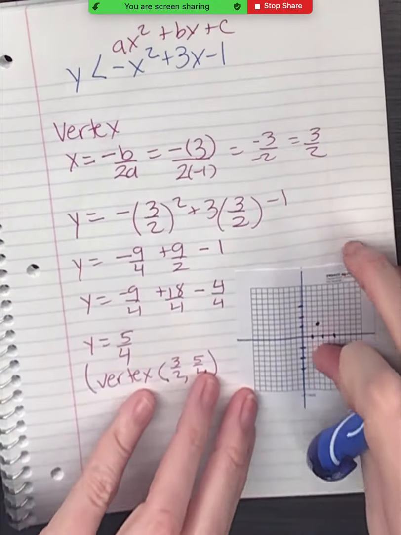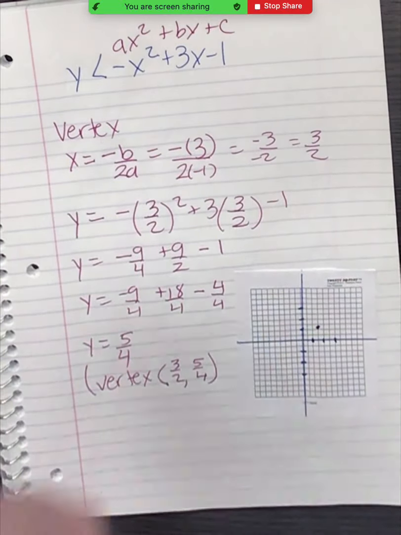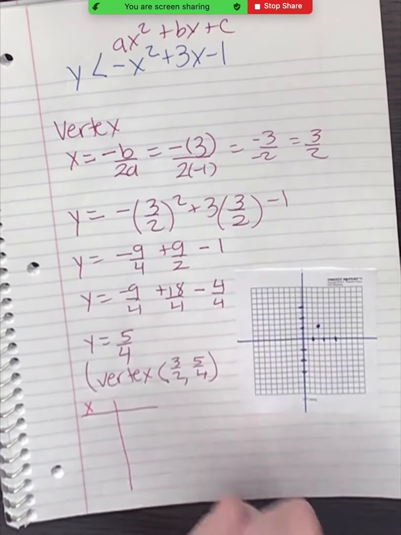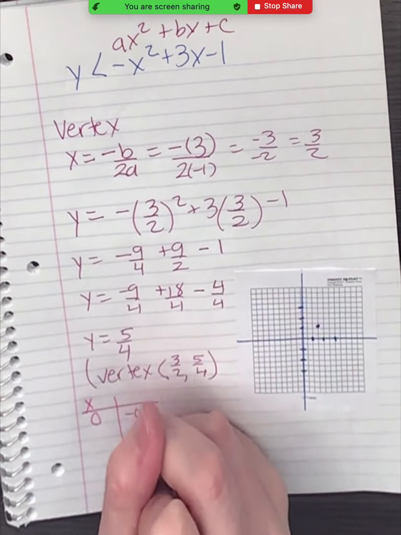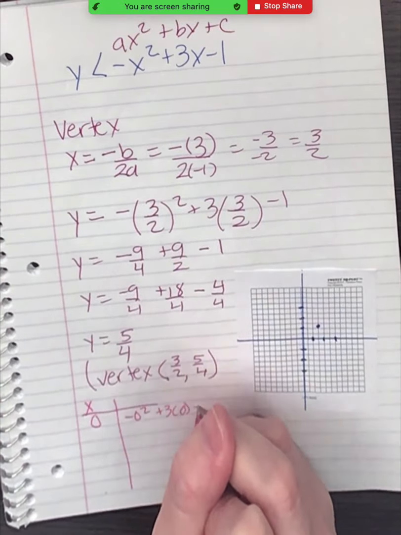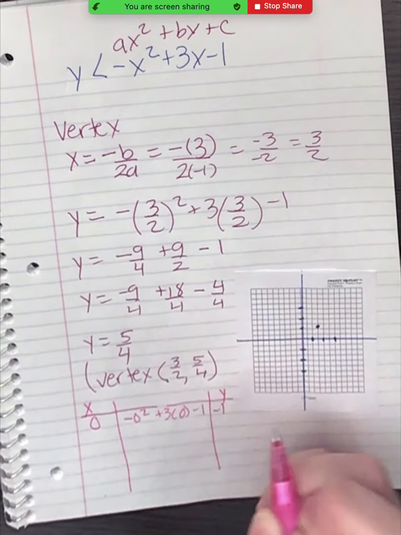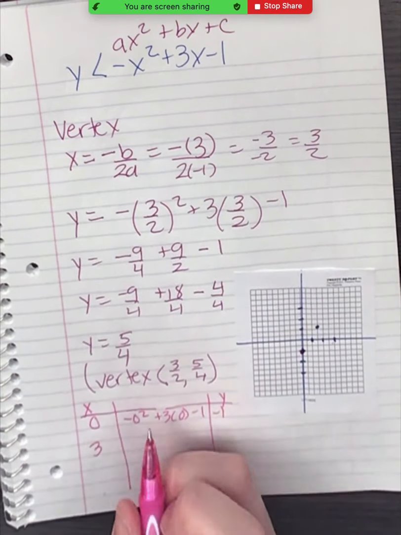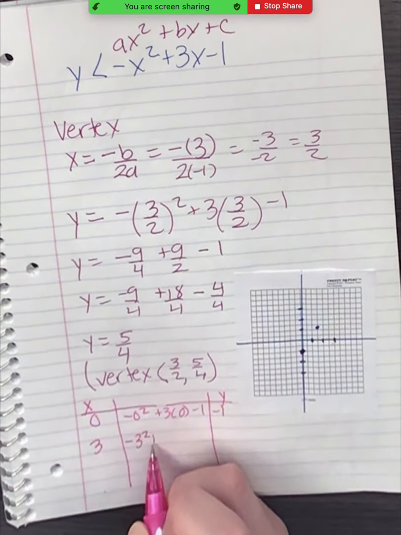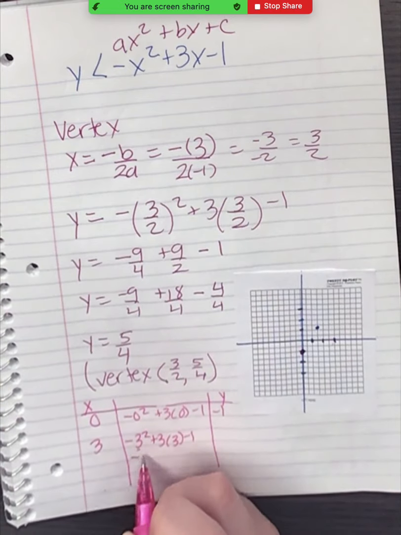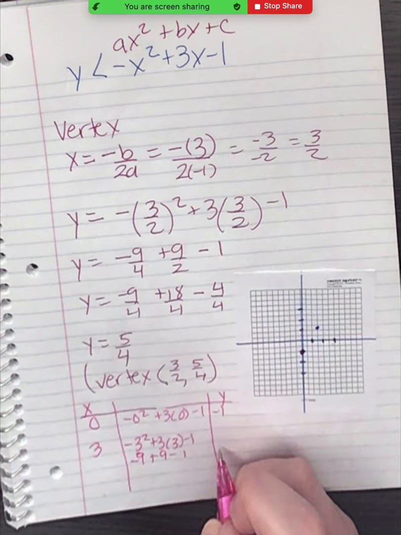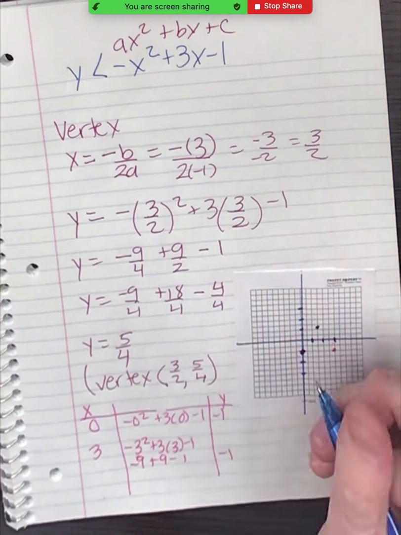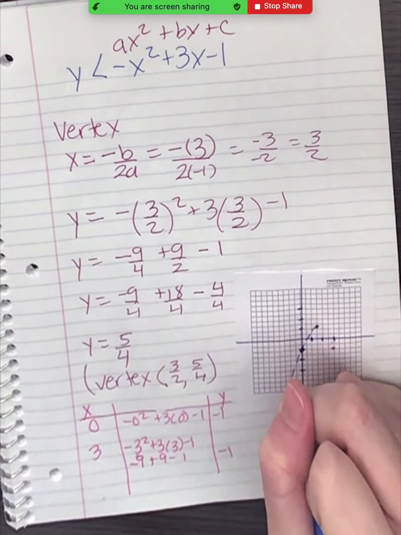This is also going to be a dotted line because it's strictly less than. So if x is 0, y is negative 0 squared plus 3 times 0 minus 1. So we get y is negative 1. And if x is, say, 3, okay, we get negative 3 squared plus 3 times 3 minus 1. So it's negative 9 plus 9 minus 1. So you also get negative 1. Okay, dotted line connecting these, or dotted curve, goes this way.